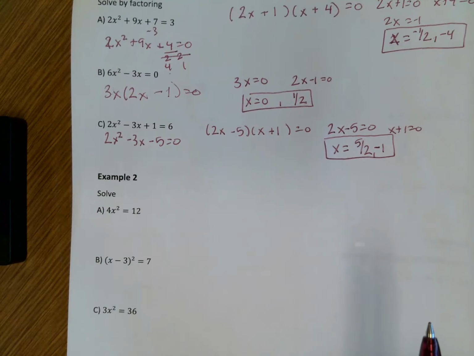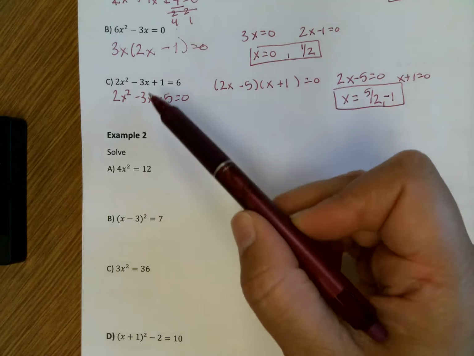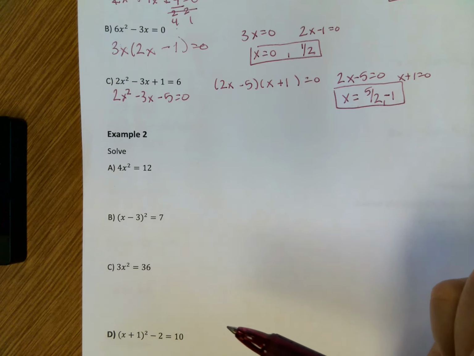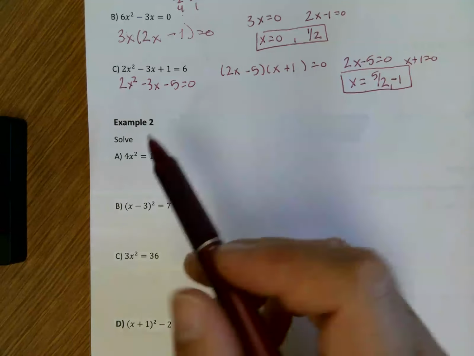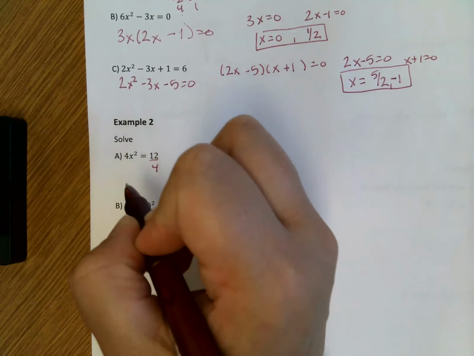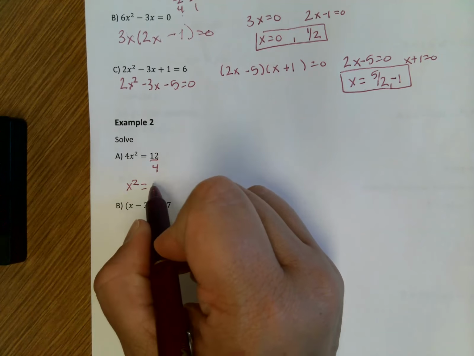Now for this example 2, the difference between these up here and here is that I just have one x variable. So I don't have to factor. I can just get x by itself by undoing the math. So the opposite of multiplying here would be dividing. So I'm going to divide by 4.